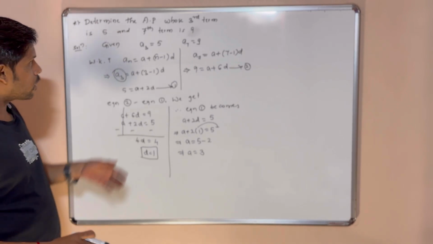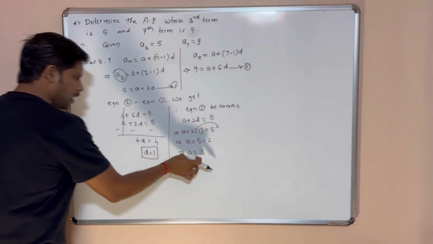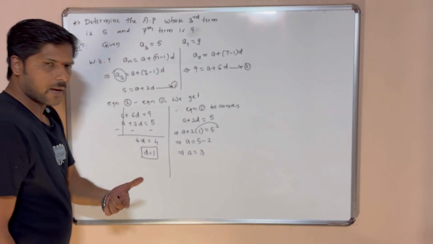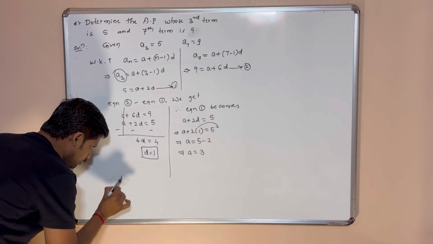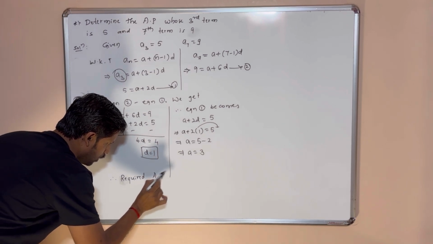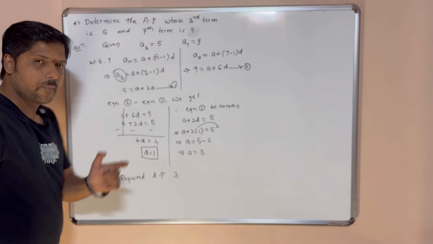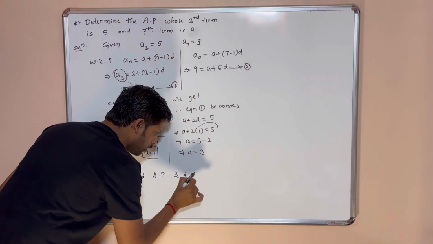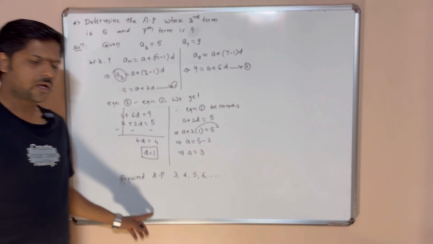Now here we have to determine that AP, right? So here first term is 3 and common difference is 1. Then what is that AP? So therefore required AP. First term is 3. Second term a plus d, that is 3 plus 1, 4. 4 plus 1, 5, 6 and so on. This is the required AP. Write it down.